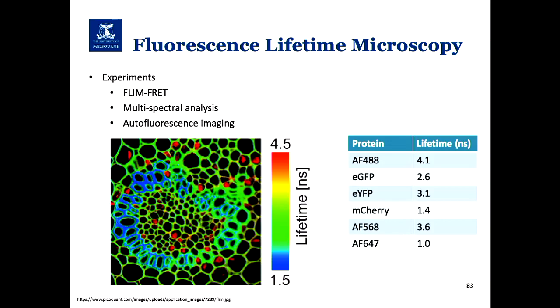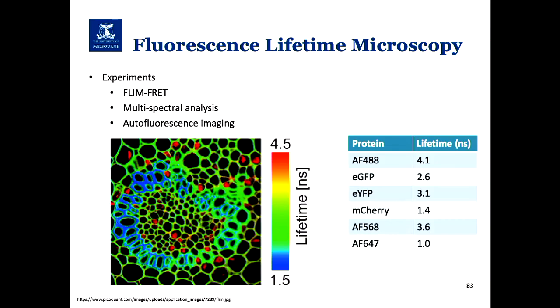So here we've got an example of Alexa Fluor 488 and EGFP, which sit spectrally right on top of each other, but have very different lifetimes. Alexa Fluor 488 is 4.1 nanoseconds, and EGFP is 2.6 nanoseconds. So that allows us to separate those.